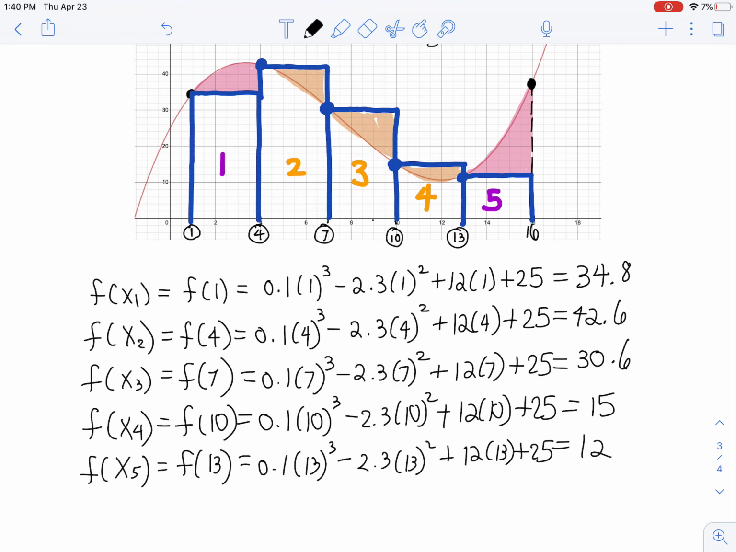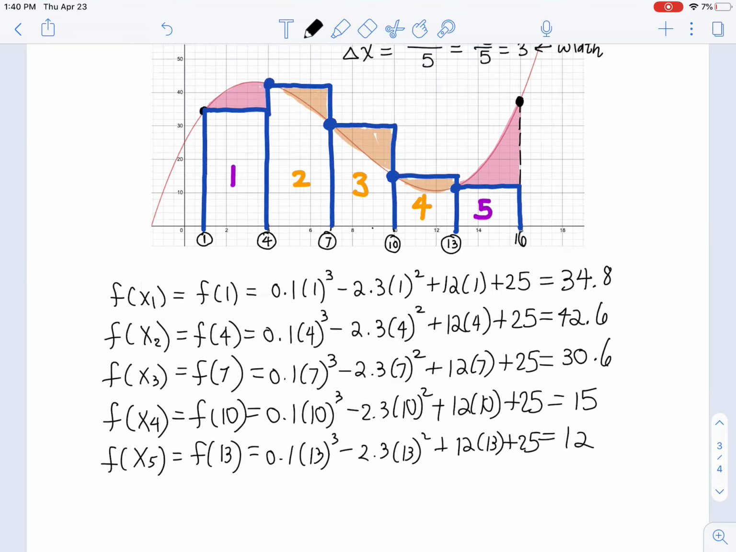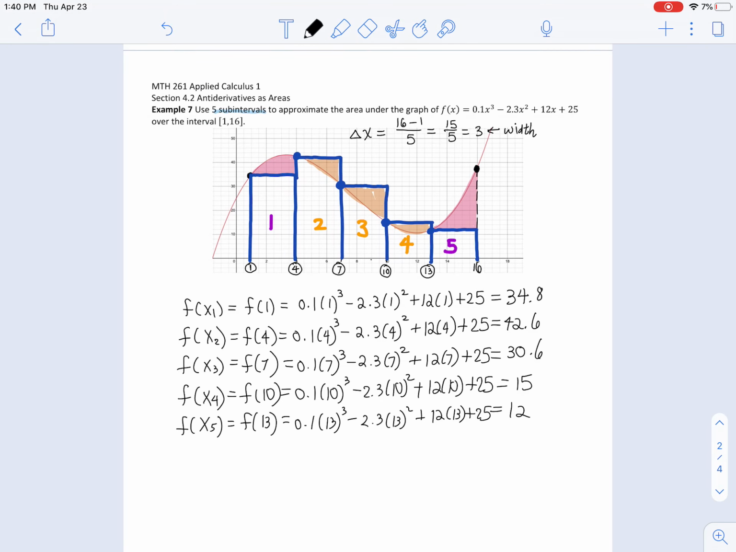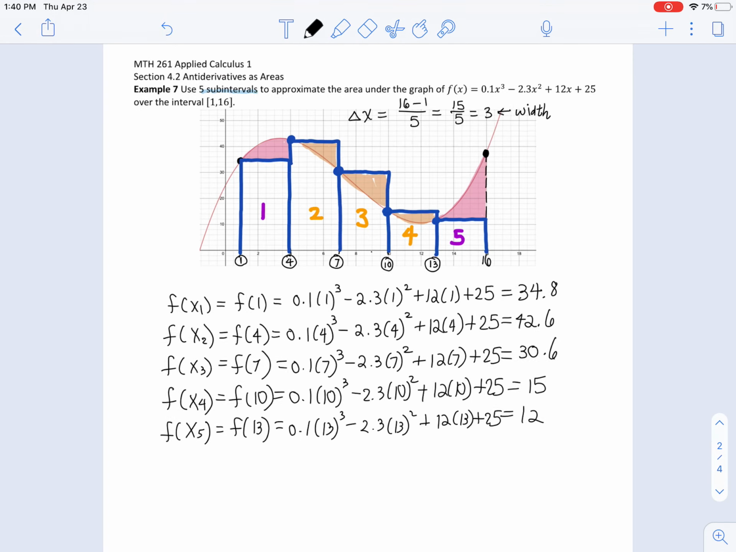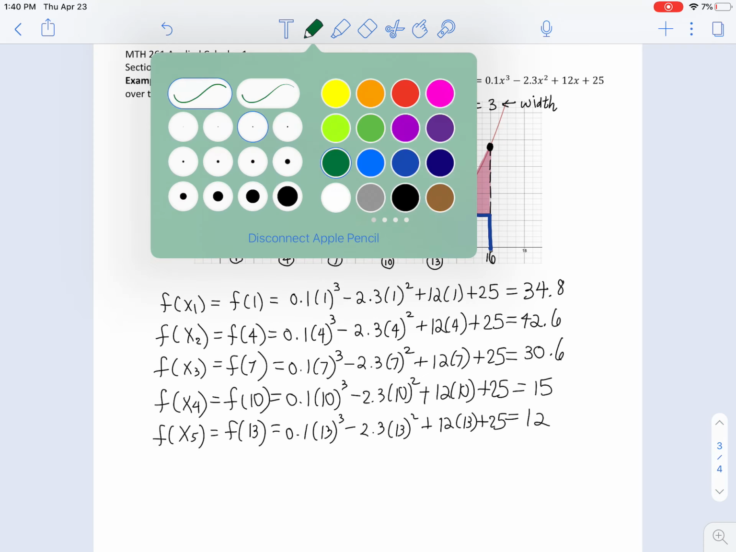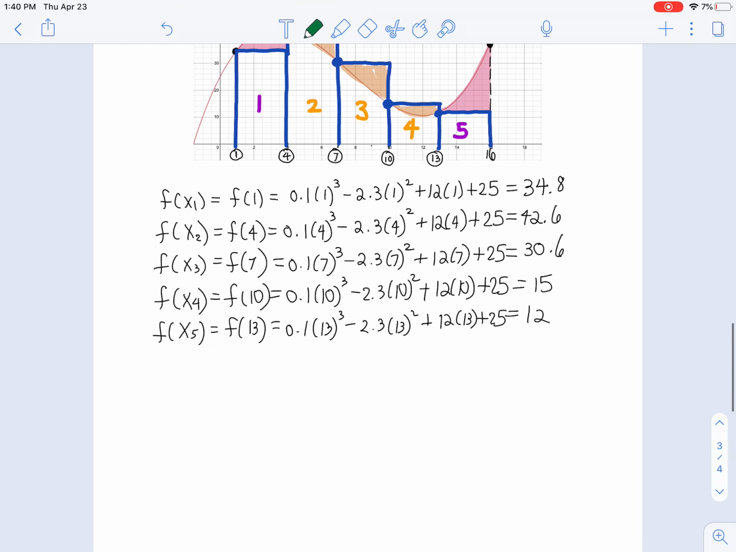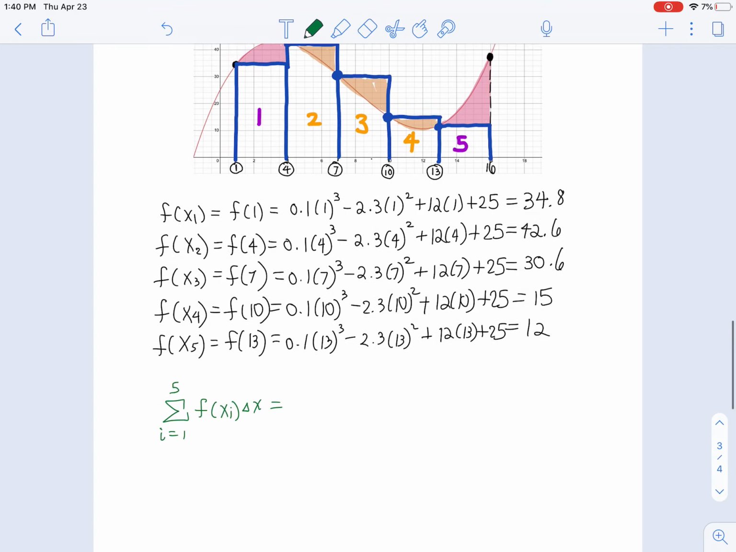Notice we're not using the endpoint 16 here because we're using the left endpoint to create these rectangles. 0.1 times 13 cubed minus 2.3 times 13 squared plus 12 times 13 plus 25. Thank goodness I know the answers for these from the textbook. So that's 12. Now we're done finding all these f of x. We found the heights. Now you're ready to find the Riemann sum.